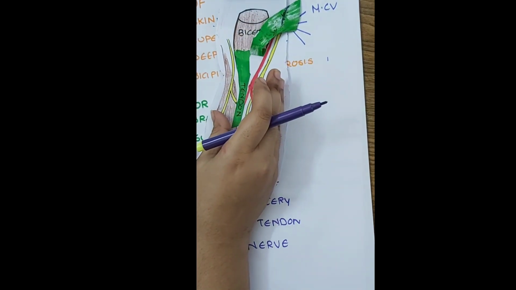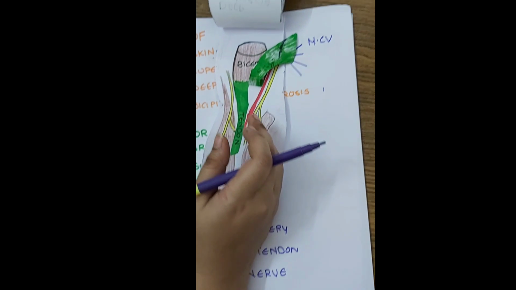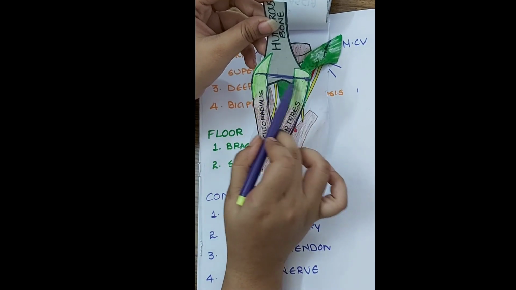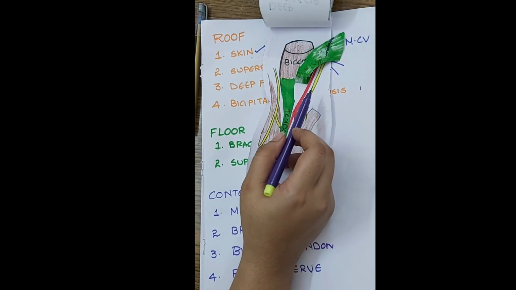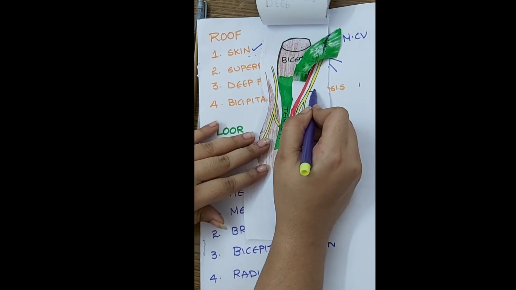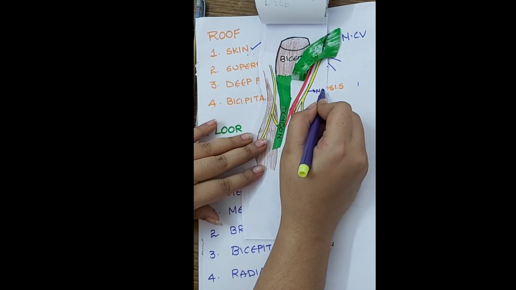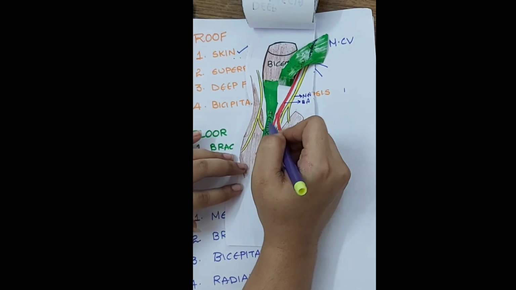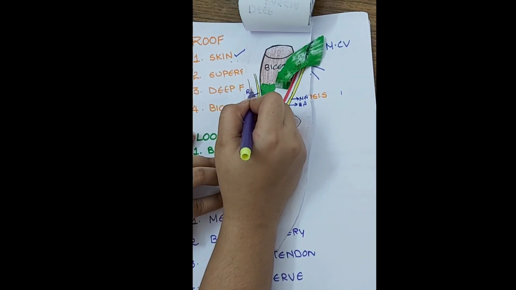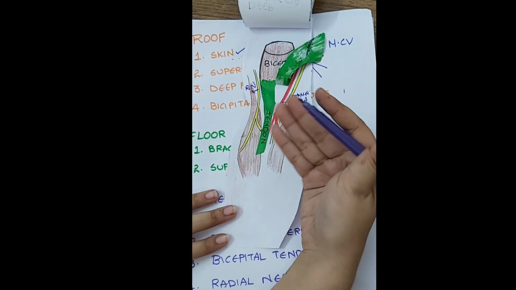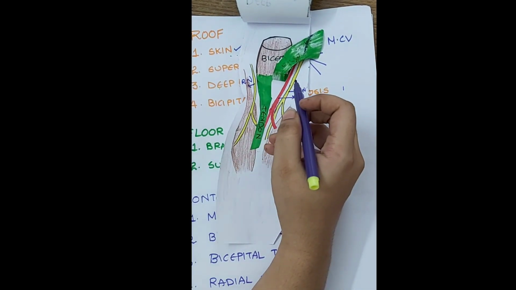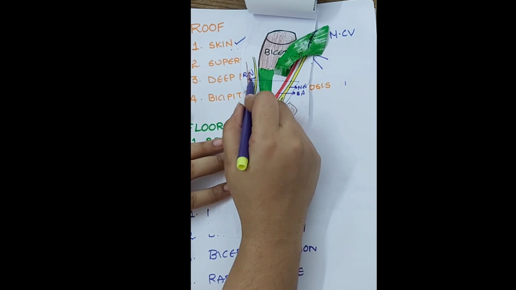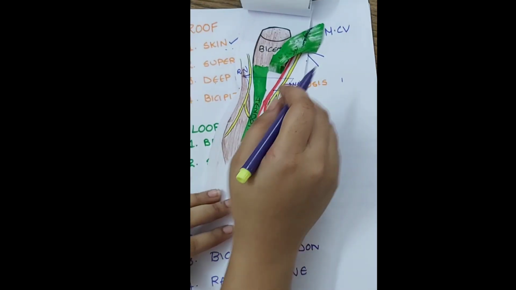So, this is the cubital fossa, and though the cubital fossa is very narrow, see, in this way we can see. The contents in it are, first, medially, the median nerve, then the brachial artery, then the tendon of biceps, then the radial nerve. So these four are the important contents in the cubital fossa. This is a very narrow triangular structure where these four contents are placed.